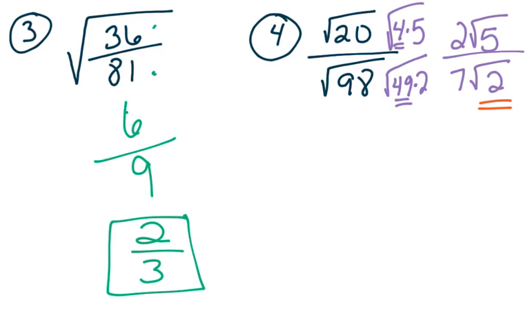That's not so bad, but oh no, this is an issue. We are not allowed to have a radical in the bottom. So I'm going to rewrite what my answer is so far. I have 2 square root of 5 over top of 7 square root of 2.